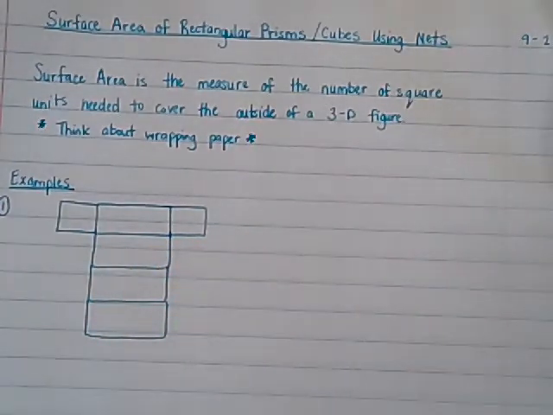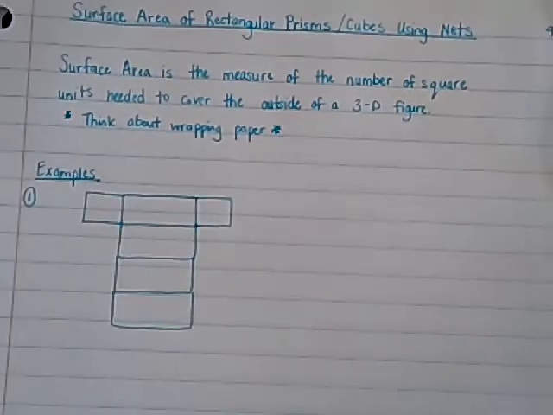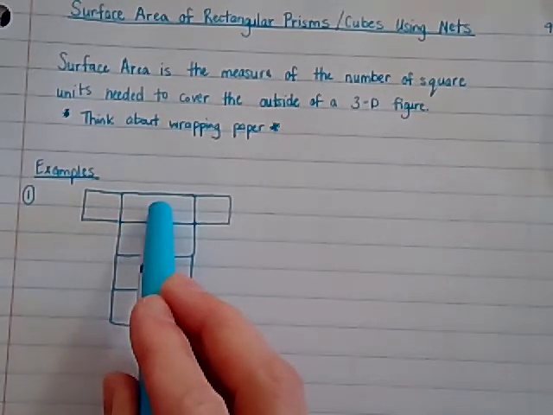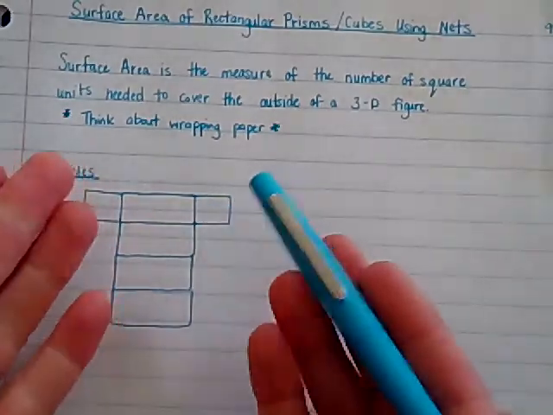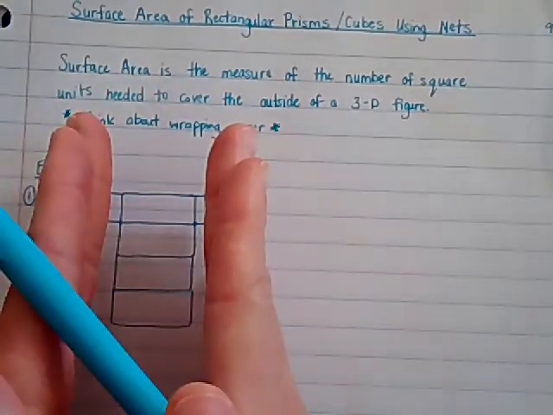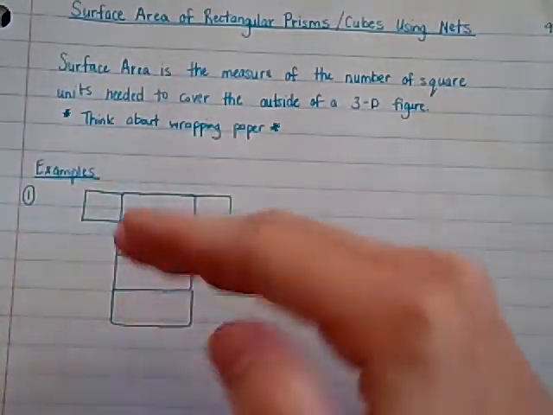Okay, so this would be a net of a rectangular prism. Envision this. This side right here is the bottom. These two are the sides. They really fold up like this. And then these sides all fold up on top of each other.